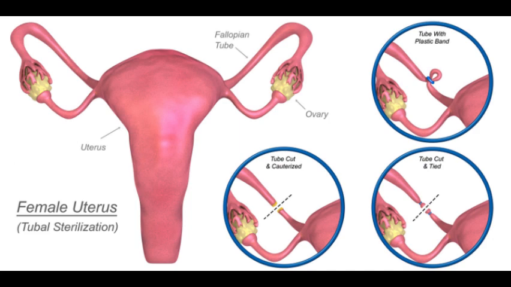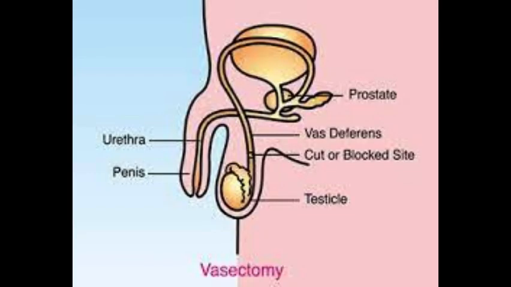Sterilization. Sterilization methods include tubal ligation for women and vasectomy for men. These methods are considered permanent and should only be used by those who are certain they do not want to have children in the future. Sterilization is highly effective, with a failure rate of less than 1%.